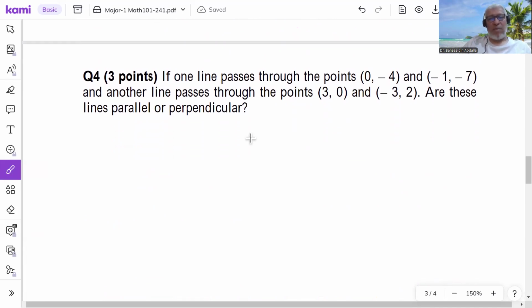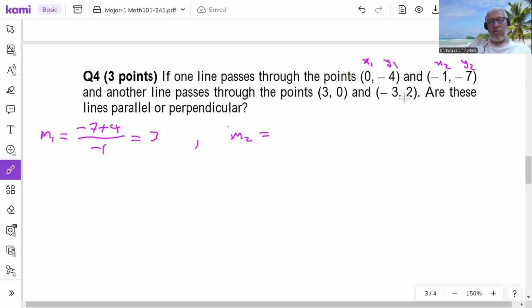If one line passes through the points (0, negative 4) and (negative 1, negative 7), and another line passes through these 2 points, are the lines parallel or perpendicular? Well, we know that from the slopes, okay? So let me find the slope of the first line, M1. The slope is delta y over delta x. This is x1, y1, and this is x2, y2. So negative 7 minus negative 4 over negative 1 minus 0. So the answer is negative 3 over negative 1. The slope of the first line is 3.